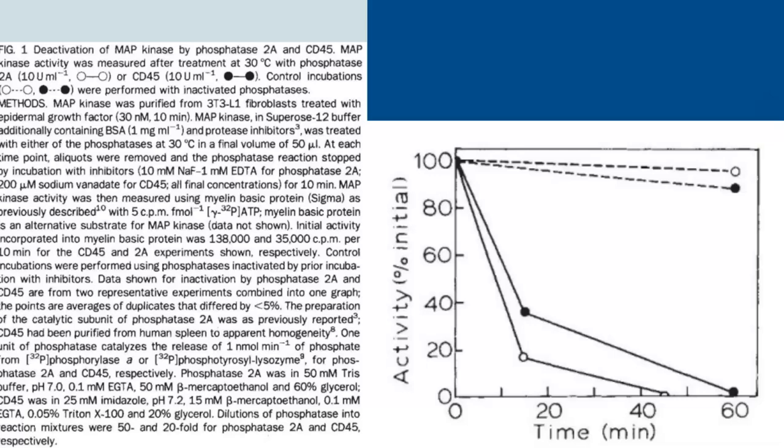The purified MAP kinase protein was incubated with either phosphatase 2A or CD45 with protease inhibitors to prevent contamination. Controls used inactivated phosphatases that inhibit 2A. Within 20 to 40 minutes, MAP kinase was almost completely deactivated when incubated with CD45 and phosphatase 2A, while controls showed minimal change in MAP kinase activity. The specificity of CD45 indicates that the phosphotyrosyl sites on MAP kinase are regulatory sites.